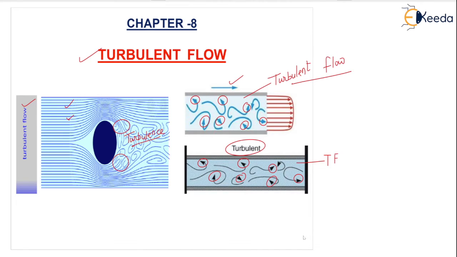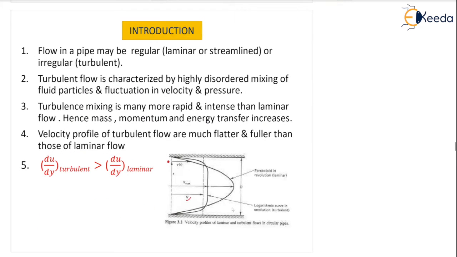Let's go to the next slide to look into the introduction part of turbulent flow. Look at the first point. Flow in the pipe may be regular, laminar or streamlined, or irregular, turbulent. That means whenever there is a flow through a pipe, the flow will be either regular, that is laminar, or turbulent, depending upon the velocity, depending upon the Reynolds number.